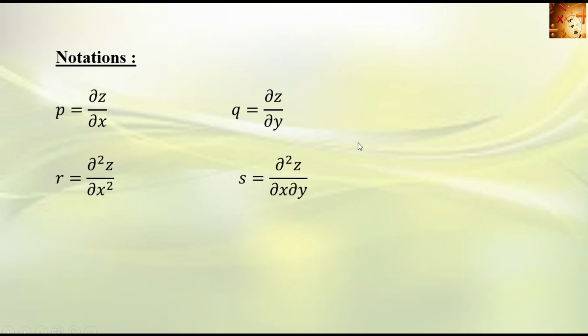Next we are moving to some notations for first order and second order partial derivatives. The first order partial derivative ∂z/∂x is denoted by small letter p and ∂z/∂y is denoted by small letter q. These are the first order partial derivatives. Then what are the second order partial derivatives? ∂²z/∂x², which means ∂/∂x of ∂z/∂x, is denoted by r. And ∂²z/∂x∂y is denoted by s. And ∂²z/∂y² is denoted by t. So r, s, t are the second order partial derivatives. So these are the notations for partial derivatives: p, q, r, s, t.